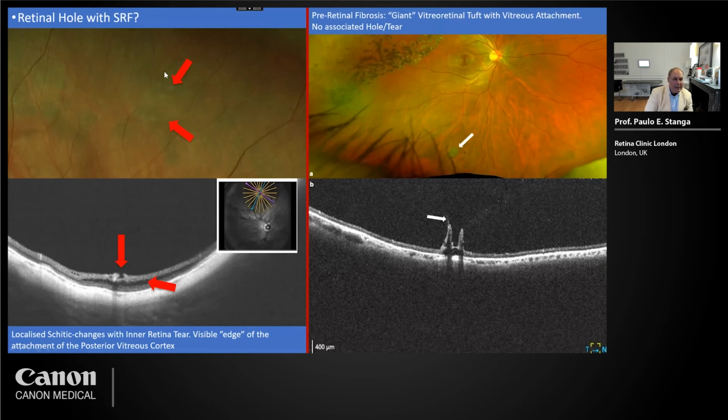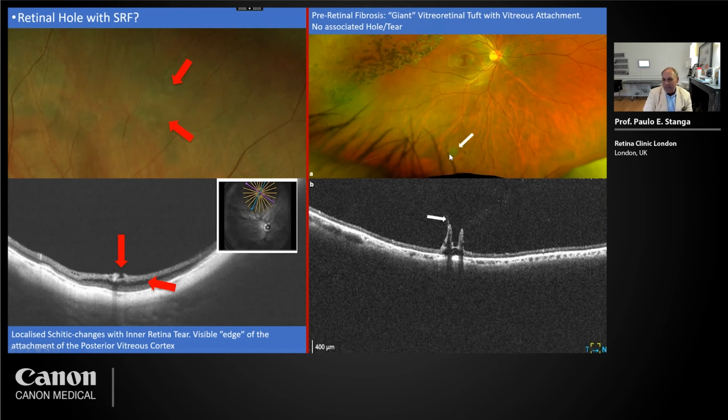This is a patient where, to me, it clearly looked like a hole with subretinal fluid. You can see the halo. However, OCT scans proved me wrong. There was no full thickness retina break. There may have been traction here, which induced schisis, schitic changes. So no treatment was necessary. Had I not had the availability of peripheral OCT, I would have ended up lasering this lesion, believing this was a hole with SRF.